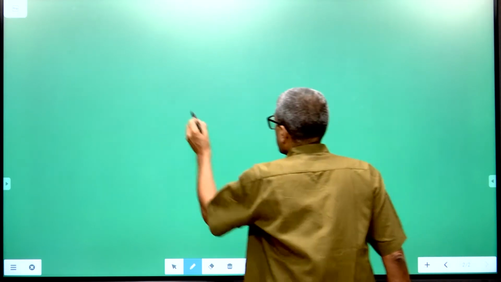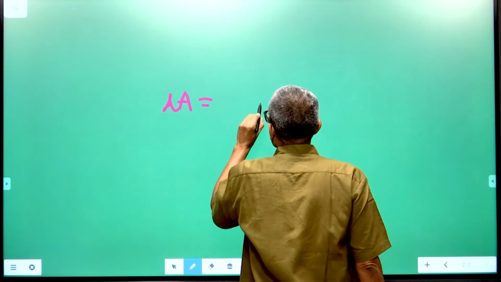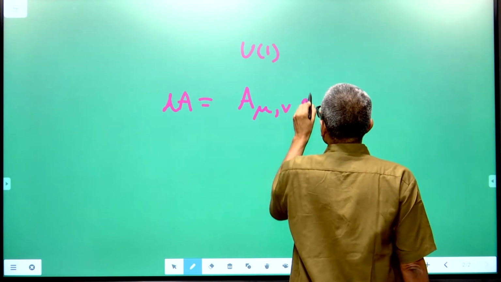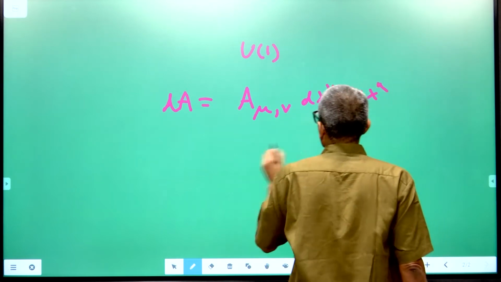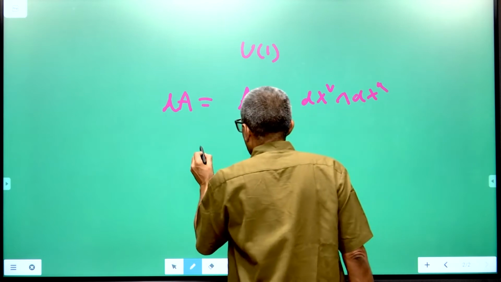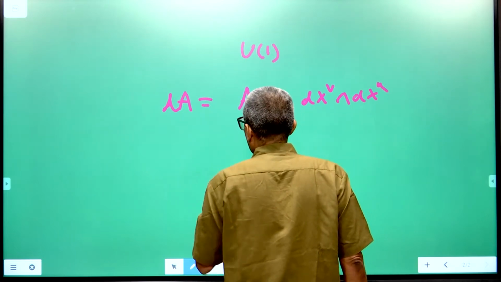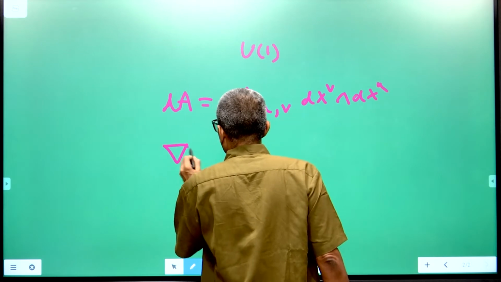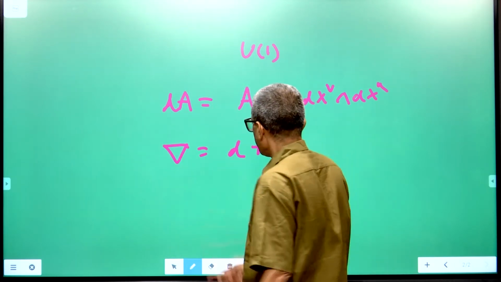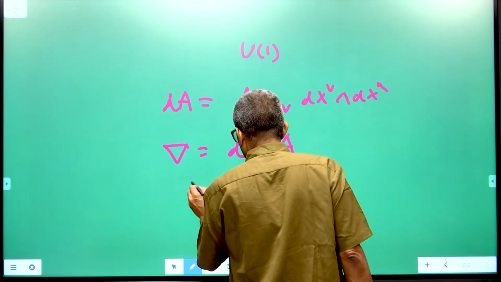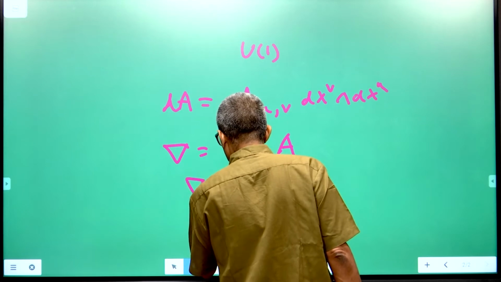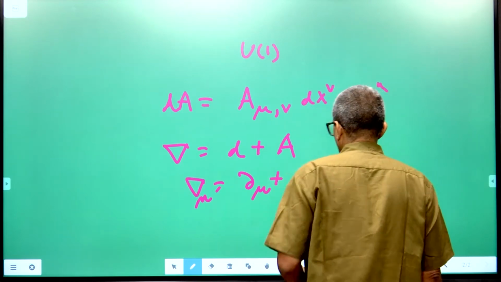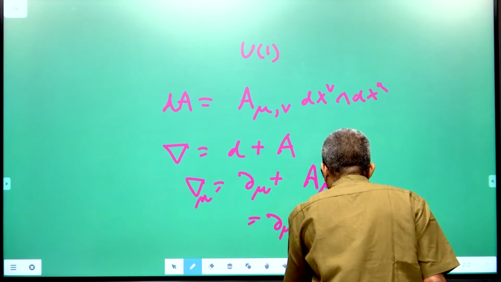If you take d of A, you get the field tensor in the abelian case, that is in the case when the Lie group is U1. So, you will get A mu comma nu dx nu wedge dx mu, which corresponds to the cross product of A. But in the non-abelian case, when the Lie algebra is non-abelian, like the Lie algebra of UN or SUN, you define a covariant derivative as d plus A, where d is the differential operator. In coordinate language, it means that del mu is equal to dou mu plus A mu, or dou mu plus A mu^a into Ta.